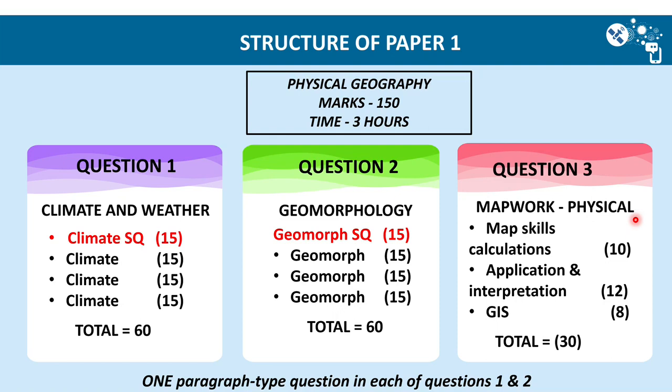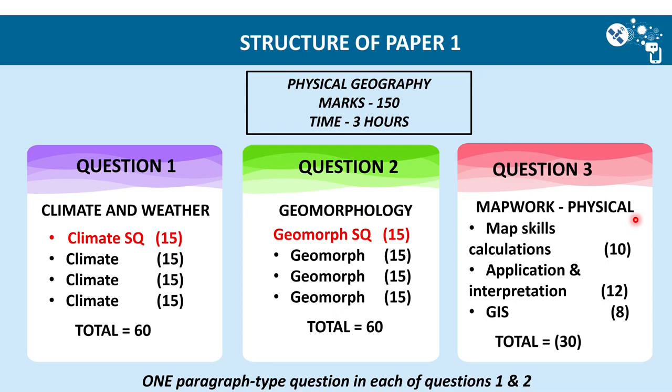Then question 2, also worth 60 marks, same structure as question 1, covering this time the geomorphology section. Here we once again have 15 marks worth of short questions, and then 3 questions that will be based on various sources, 3 source-based questions worth 15 marks each, one on a different geomorphological topic. That gives me 120 marks.